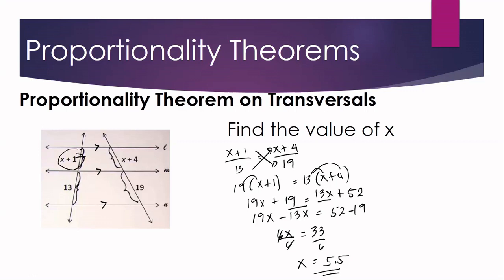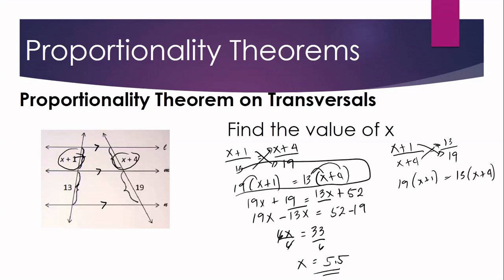Pwede rin naman natin gawin yung ratio ng dalawang ito. So, we can have x plus 1 over x plus 4 is equal to 13 over 19. By alternation property, we can use this one. And if we are going to cross multiply, we have 19 times x plus 1, again, we have 13 times x plus 4. If you are going to notice, itong expression na to ay pareho lang nito. Ano? So, if we are going to try to find the value of x, pareho lang ang kalalabasan yan, which is x is equal to 5.5. I hope you get it.